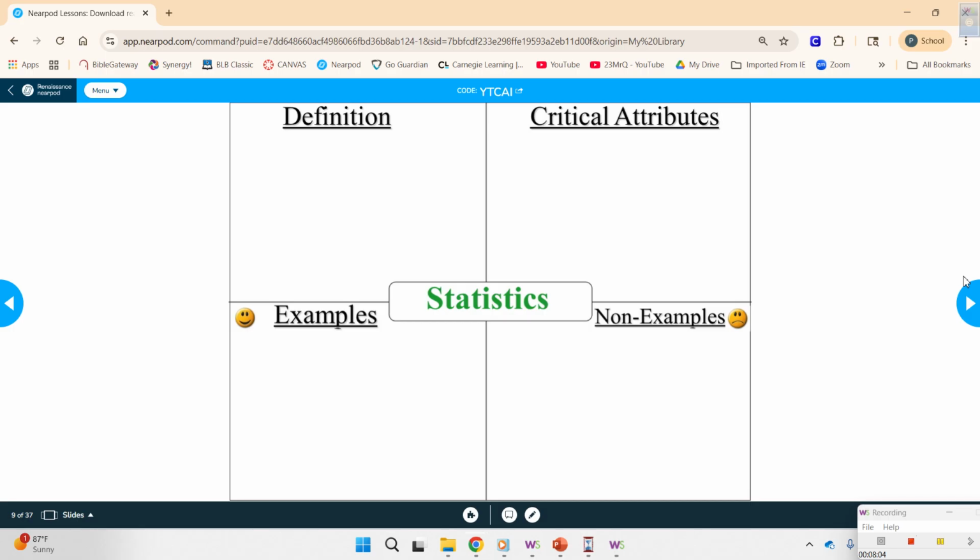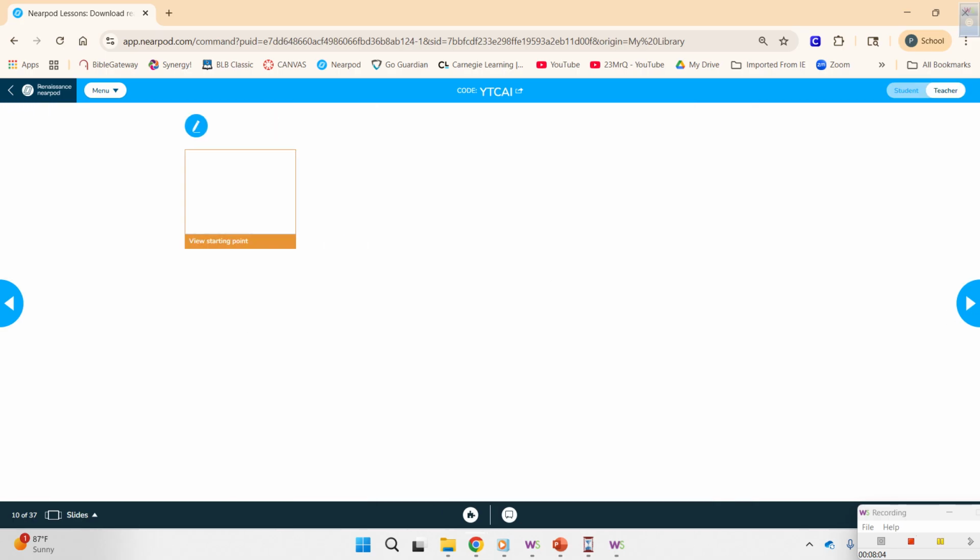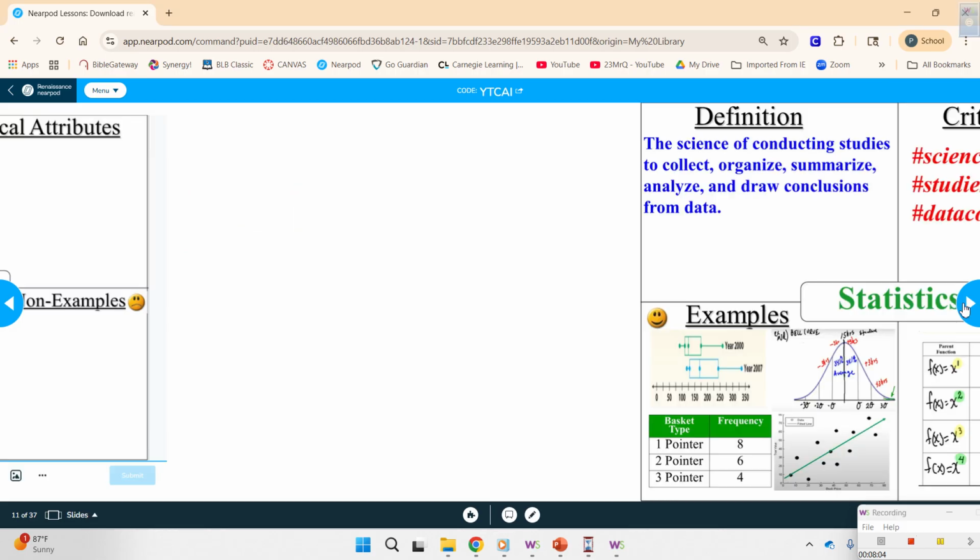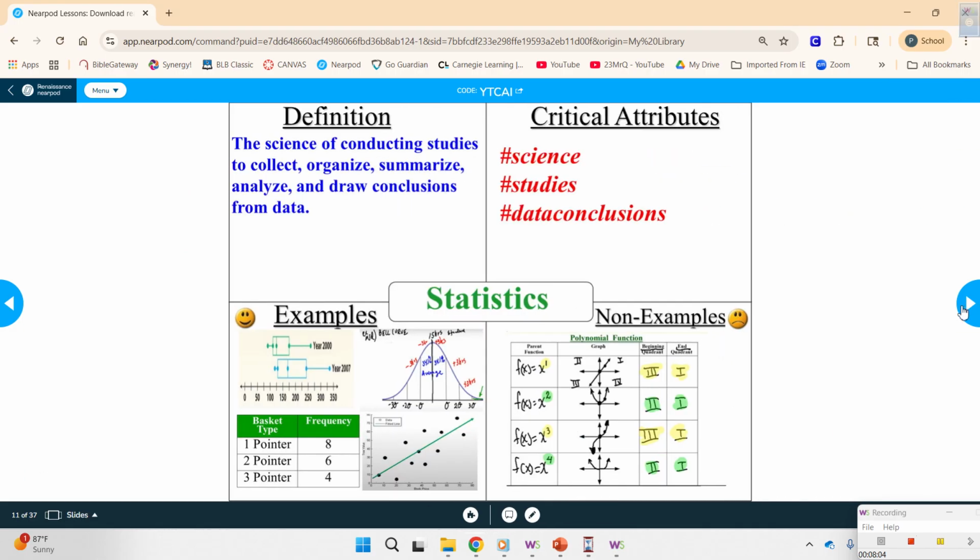All right. 3 keywords. Let's go with, I haven't called Kane in a while. Kane, 3 keywords. Science, data, conclusions. Yeah, that is correct. So we know what they are. We don't need the notes. We already have the notes for that.